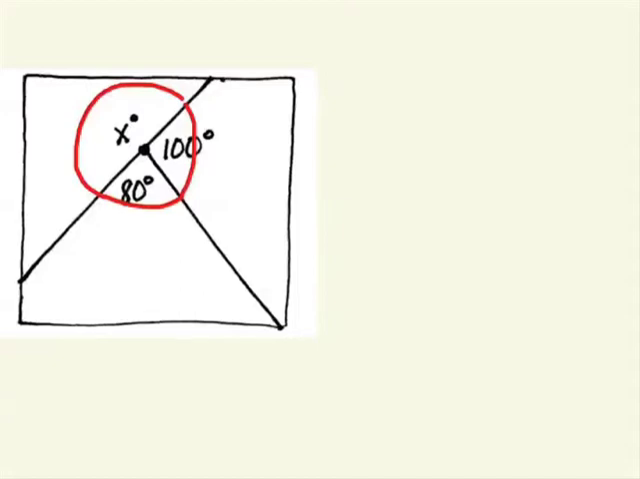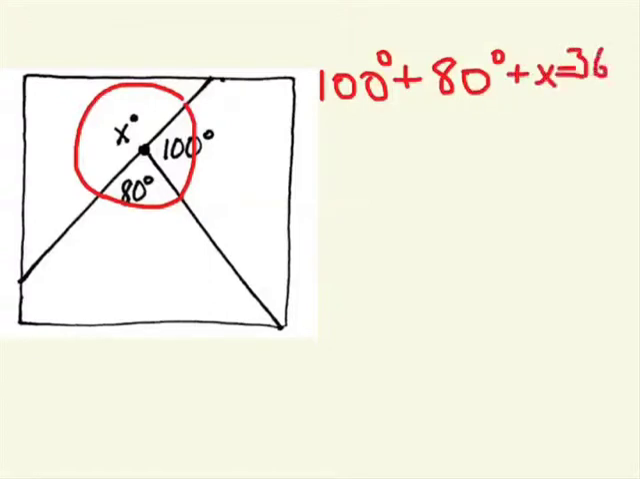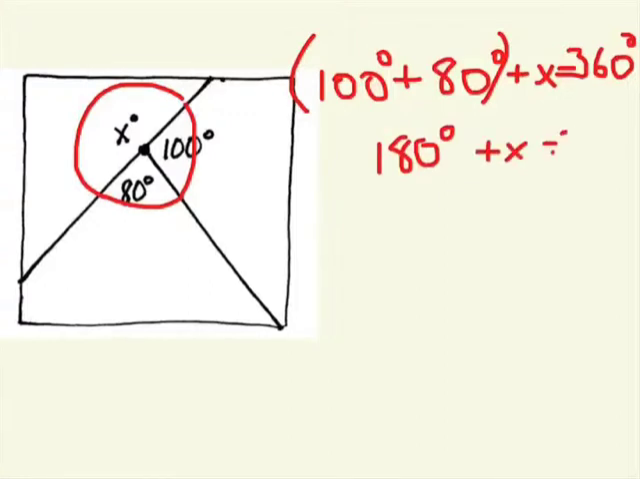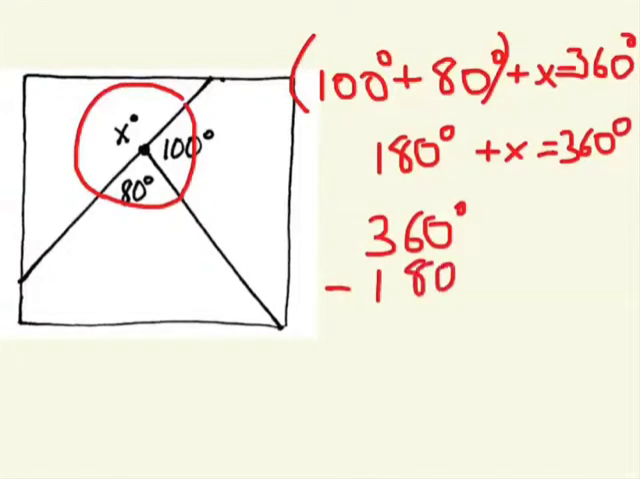So we know that 100 degrees plus 80 degrees plus x equals 360 degrees. So what we would do next is combine our 100 and 80 to get 180 degrees, plus whatever's left will equal 360 degrees. And we then subtract 360 degrees minus 180 degrees.